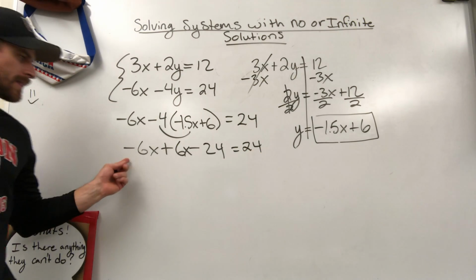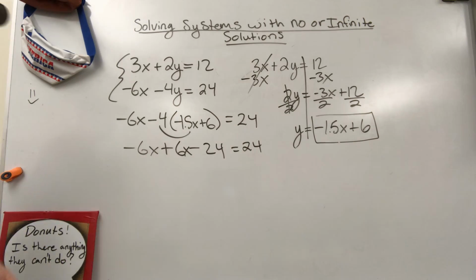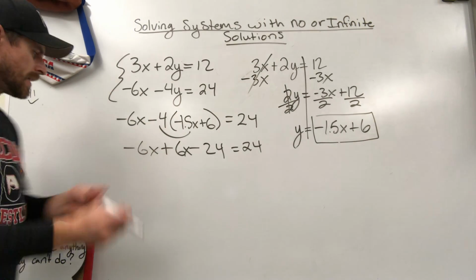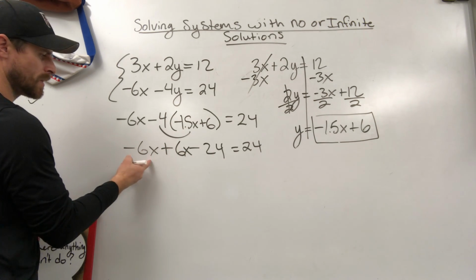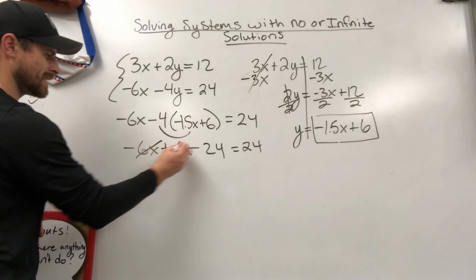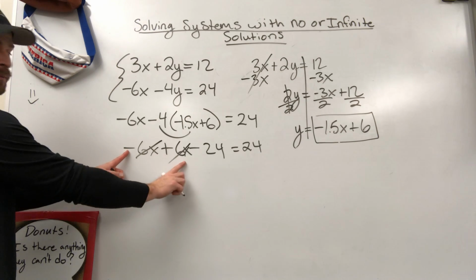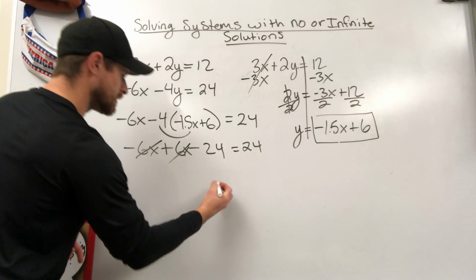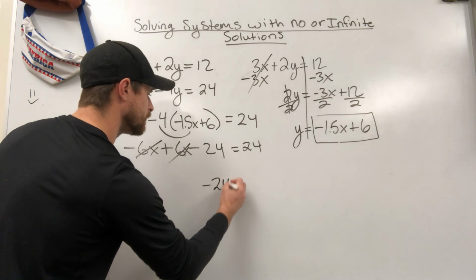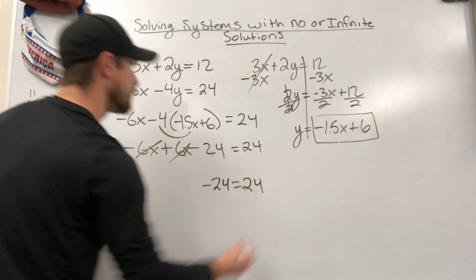I'm now looking at this equation, and I want to get all my x's combined, put together, so I need to put -6x together with the +6x. But when I go to combine those together, they actually eliminate one another. One's negative, one's positive, those will turn into a 0. So now what I'm left with is a statement that says -24 equals 24.